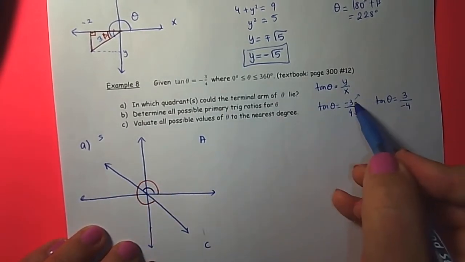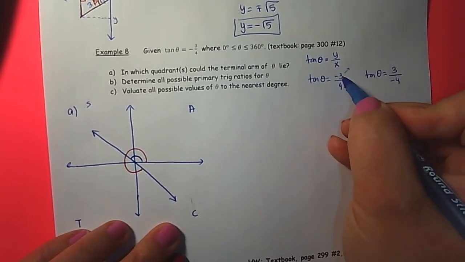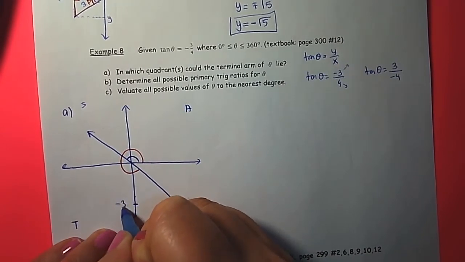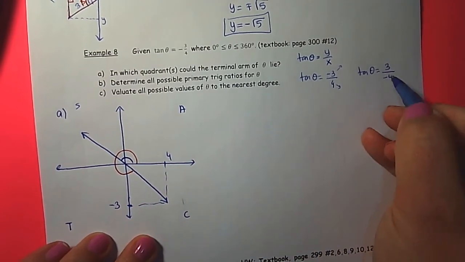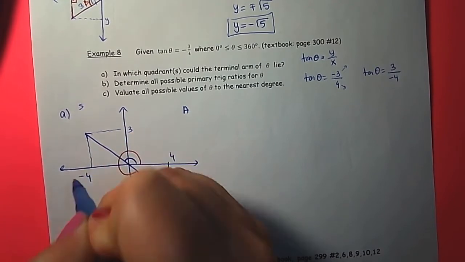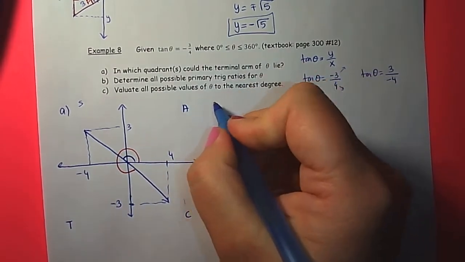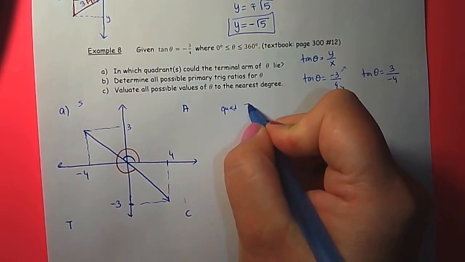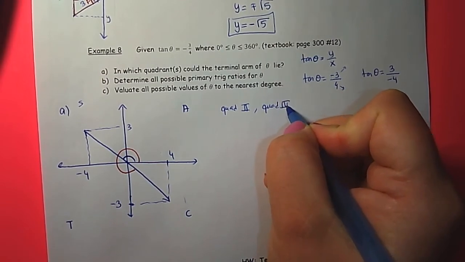Okay, so let's put this information in our sketch. So one possibility, again, y is negative 3, so this cannot be here, this should be the one. So negative 3 and x is 4. And the other one is y is positive 3 and x is negative 4. So if we answer part A, which quadrants? Quadrant 2 and quadrant 4.